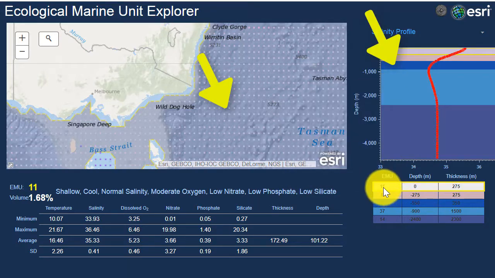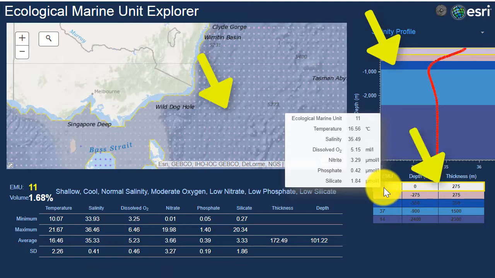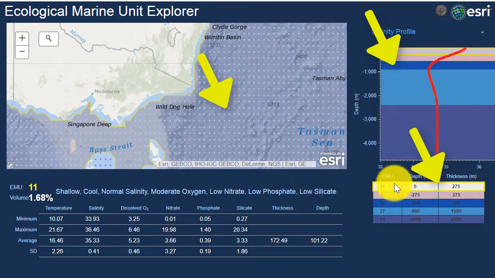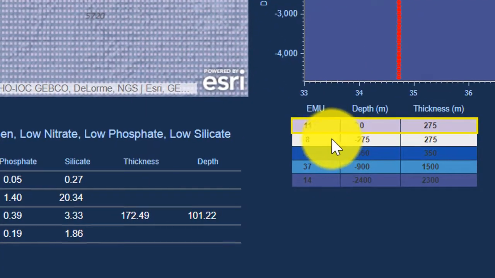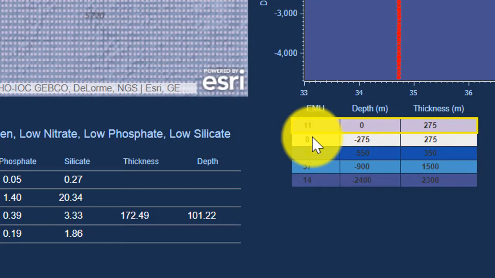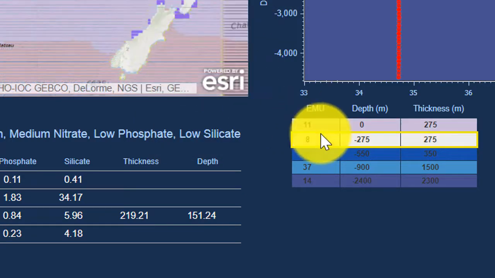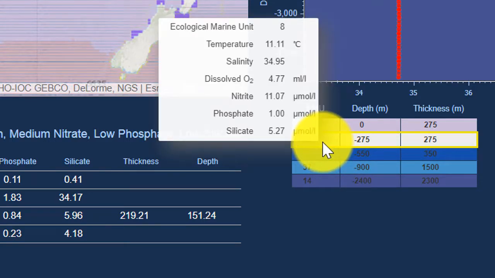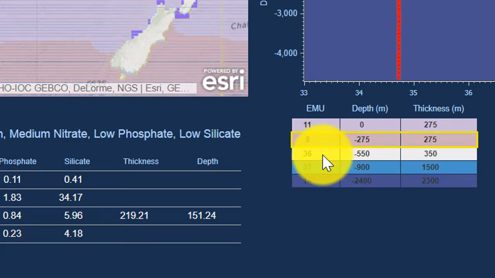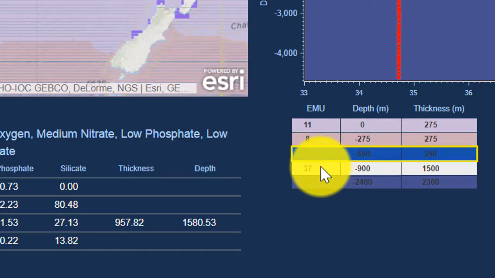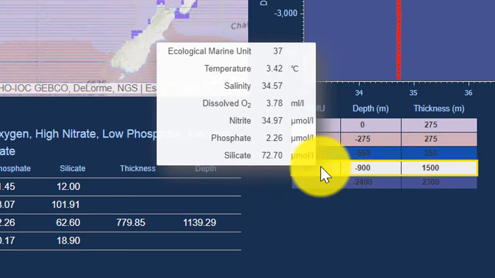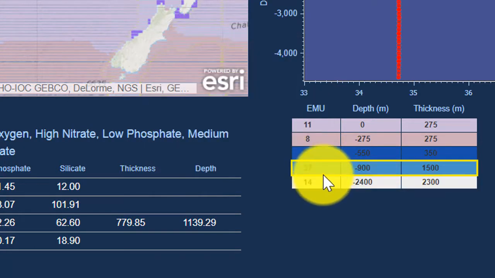Consider the example above that you're looking at right here. Off the coast of Australia lies EMU Region 11, northern and southern subtropical epipelagic. Epipelagic refers to the part of the oceanic zone into which enough light permeates for photosynthesis. At the location clicked, it is 275 meters thick. Underneath this is EMU 8, the subantarctic, North Atlantic, and North Pacific epipelagic. Extending another 275 meters, and underneath that is EMU 36, the Atlantic, Subantarctic, and North Pacific subtropical bathypelagic region.